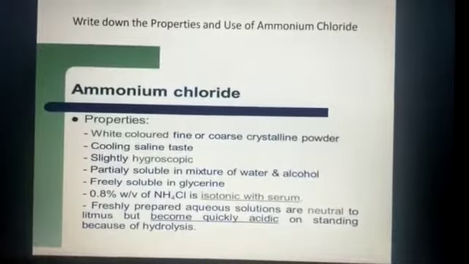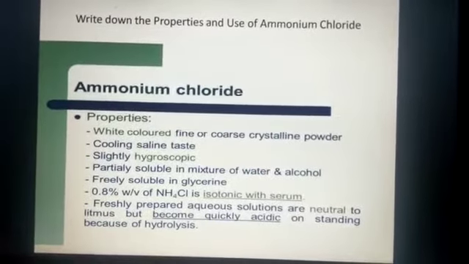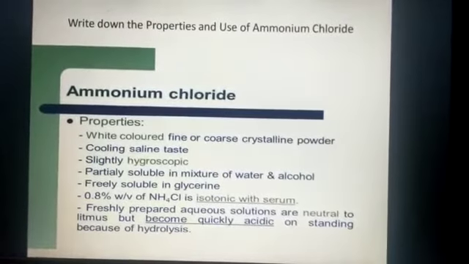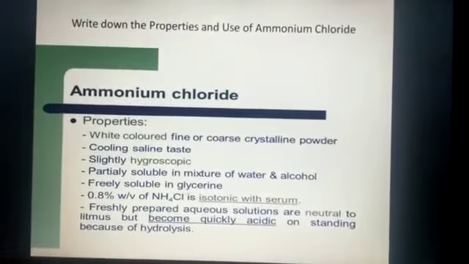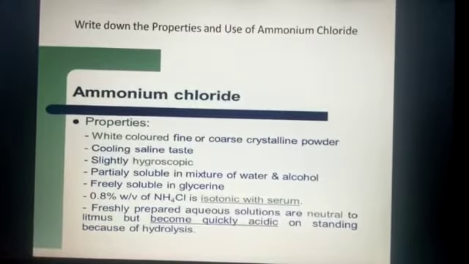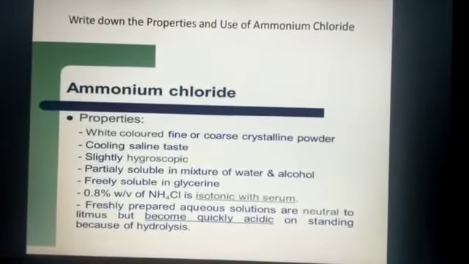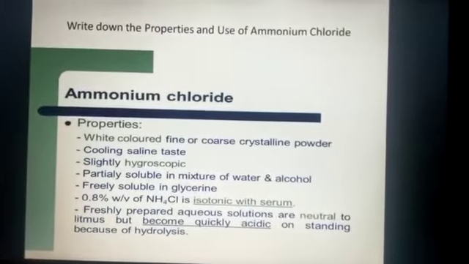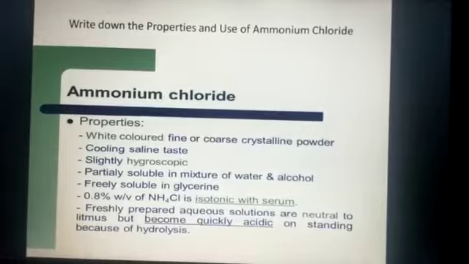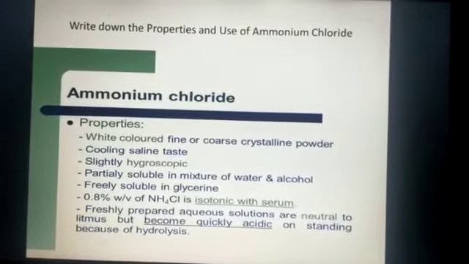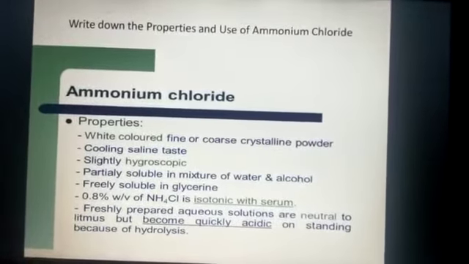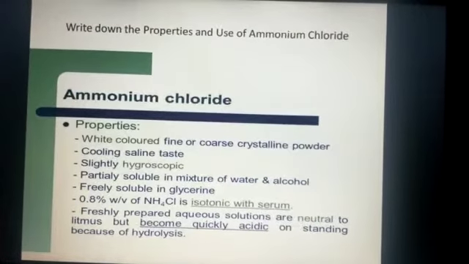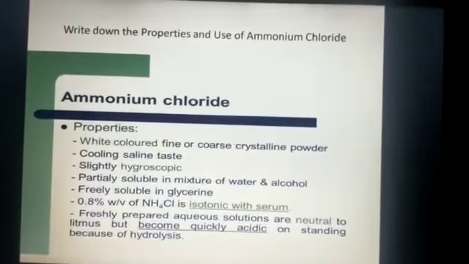What about another example, ammonium chloride? Ammonium chloride is a fine, coarse, crystalline powder. It has a cooling, saline taste and is slightly hygroscopic in nature. It is partially soluble in a mixture of water and alcohol. It is freely soluble in glycerin. 0.8% w/v of ammonium chloride is isotonic with serum. Freshly prepared aqueous solutions are neutral to litmus but become quickly acidic on standing because of hydrolysis.